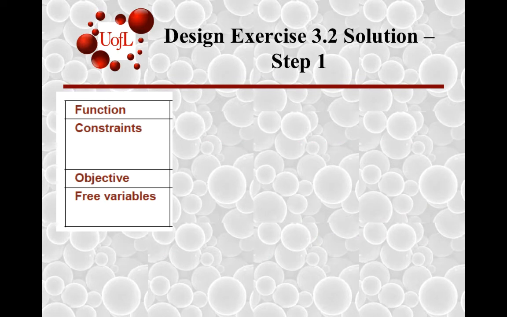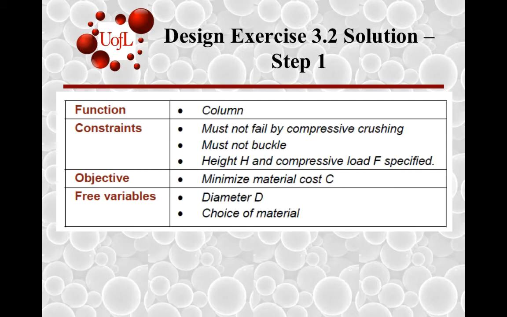So what's the function? What are the constraints? What's the objective? What are the free variables? Right? So the function is a column. The constraints are twofold. Right? It should not fail by compression. It should not fail by buckling. And the height is specified. And let's say the compressive load F is also specified.